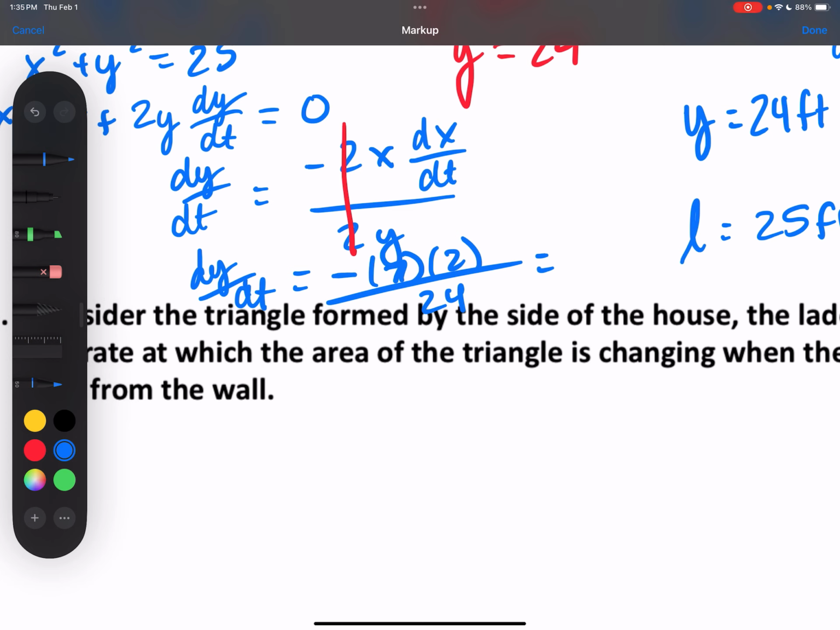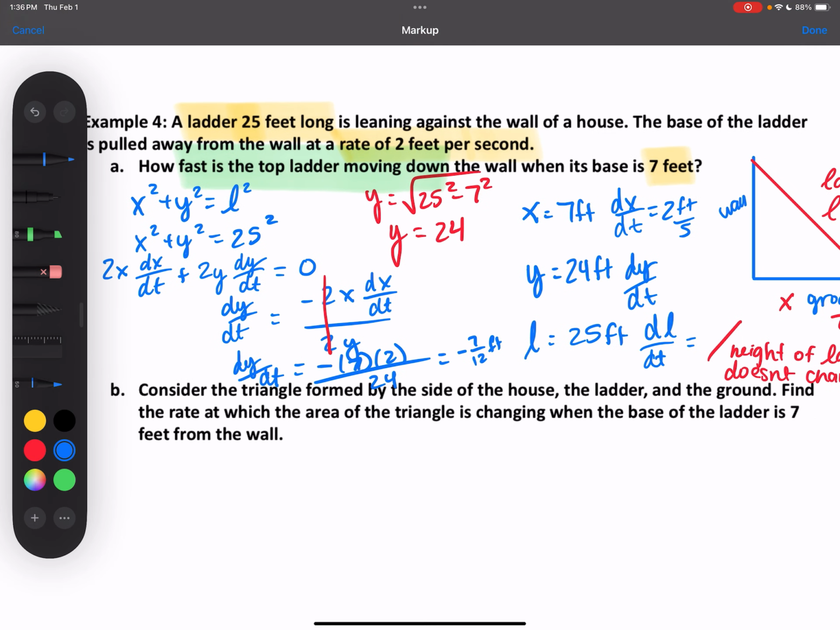Okay, so then negative 14 over 24, which reduces to negative 7 over 12. And we were in feet. All right, so dy/dt is equal to negative 7 over 12 feet per second. I forgot the per second over here. There we go.